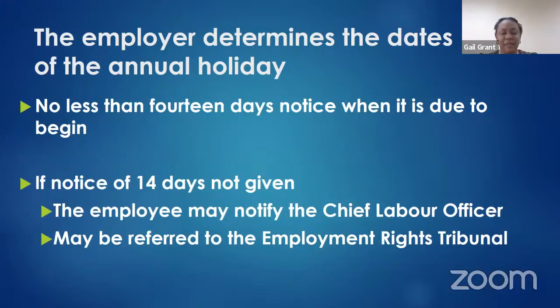And if the Chief Labor Officer is notified that the 14 days was not given, the matter may be referred to the Employment Rights Tribunal through the normal process. So when you see things are referred to the Employment Rights Tribunal, that basically means the person makes a complaint, we contact the company, and bring the parties together for conciliation. If there's no settlement at that point, then it goes to the tribunal.